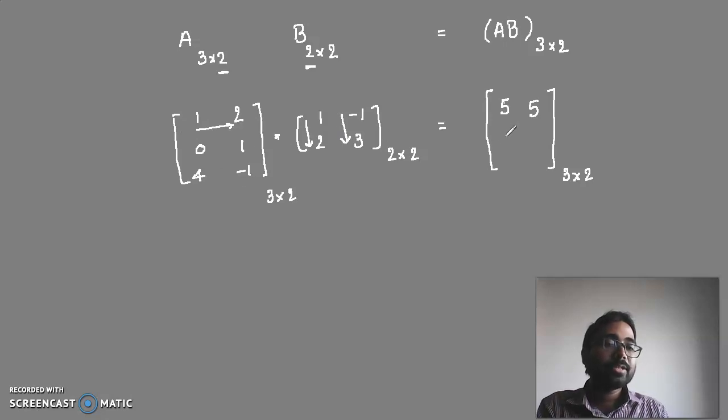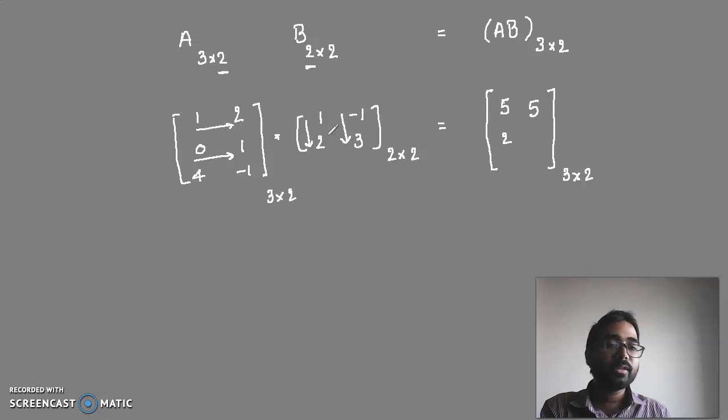Next, similarly, what is the position of this second row first column? So you take the second row in the pre-factor and the first column in the post-factor. Second row, first column, that is 0 into 1 plus 1 into 2. So 0 into 1 plus 1 into 2, that is 0 plus 2, which is 2.